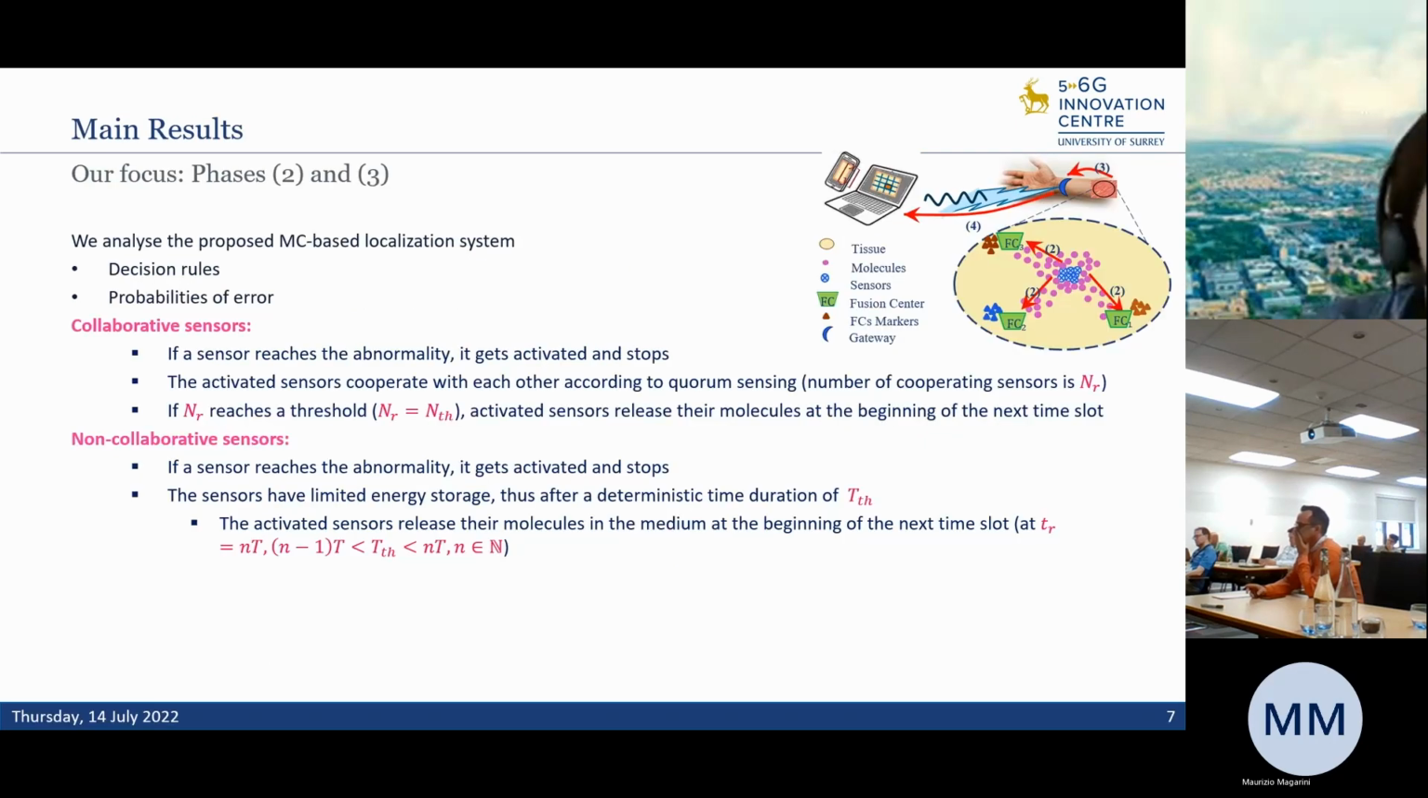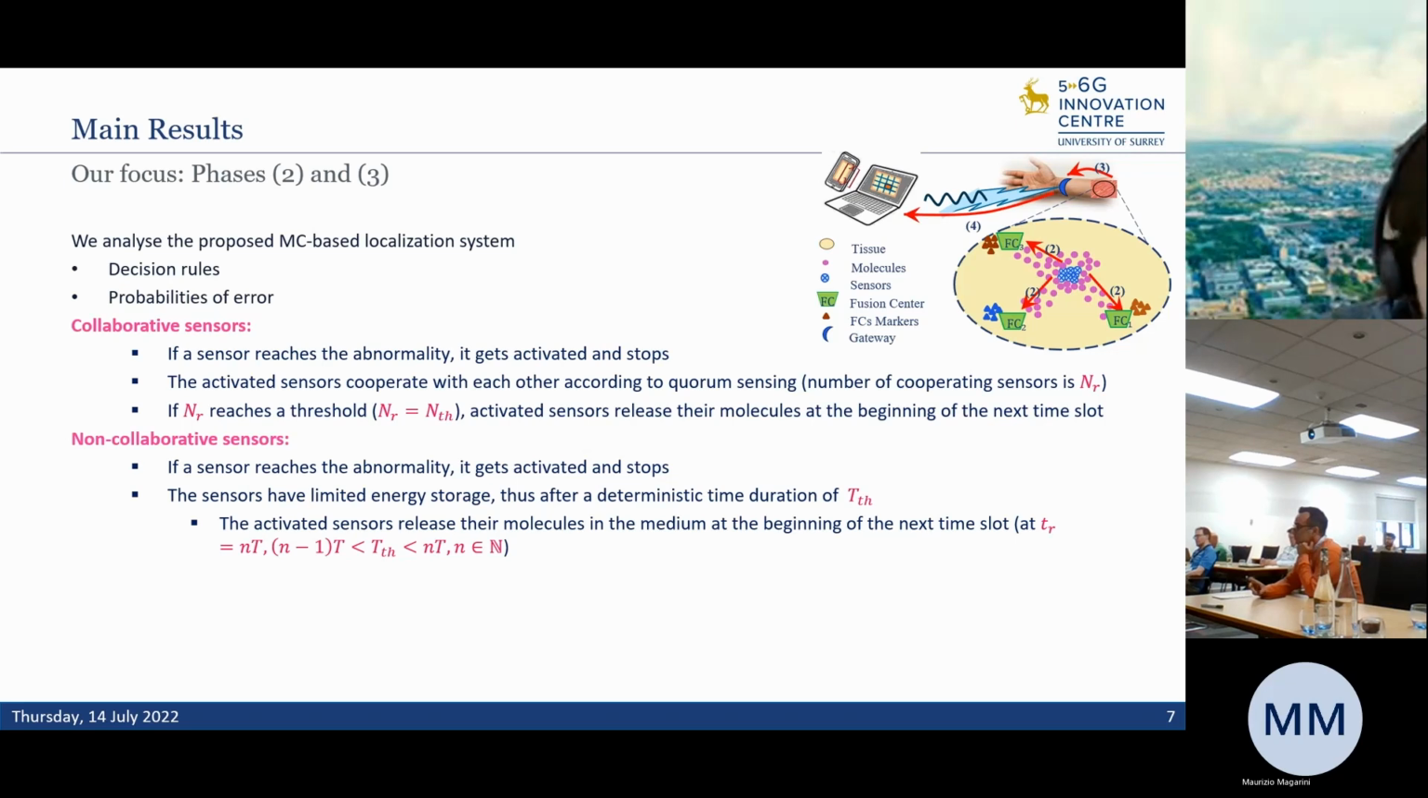So our focus is on phase 2 and 3, where molecules are released by the sensors toward the fusion centers, and also fusion centers send it to the gateway. At first, we focus on phase 2, and we assume that the channel from fusion center to the gateway is an ideal channel, and then we extend the result to the noisy channel. We derive the decision rules, probability of error.